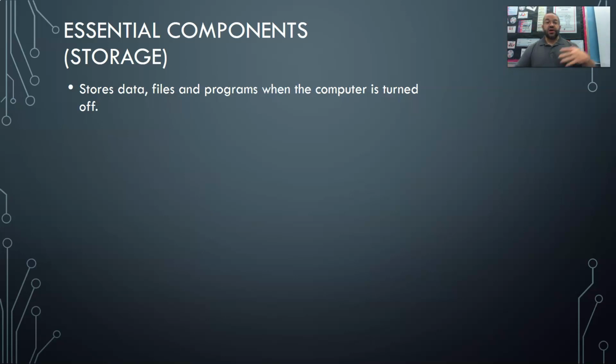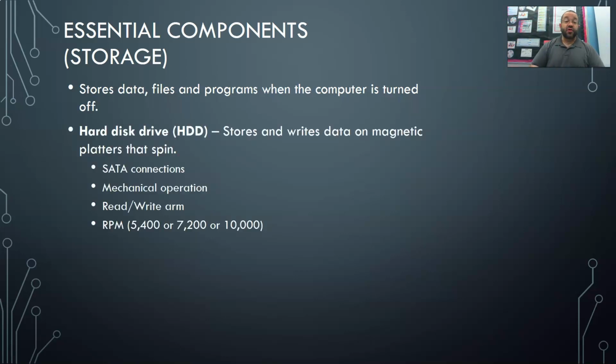So storage basically does what it says in this first bullet point. It stores data, it stores files, it stores programs, a set of instructions for the computer and the CPU to process and interpret. Now, there are multiple different types of storage devices. The most common and least expensive one is the hard disk drive. It stores and writes data on magnetic plates, or platters, or cylinders that spin.